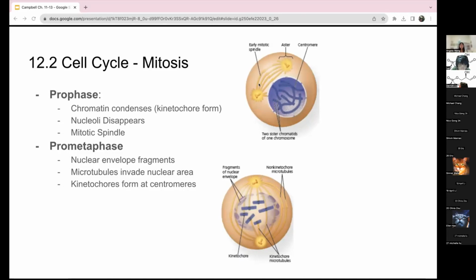The second phase is called prometaphase, which is between prophase and metaphase. During this time, the nuclear envelope fragments and disappears. And the microtubules start to invade the nuclear area. On the sister chromatids, little hooks called kinetochores form at the centromeres. These microtubules will attach to these kinetochores and start to move the sister chromatids around.